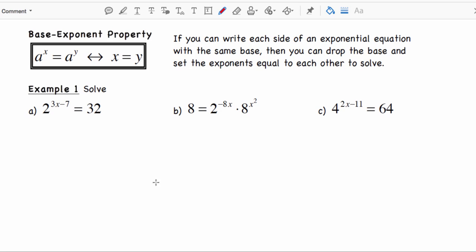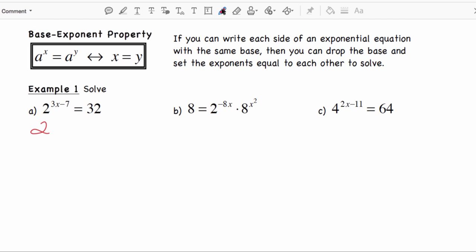For the first few examples, we're going to be using the base exponent property. If you can write each side of an exponential equation with the same base, then you can drop the base and set the exponents equal to each other in an equation and then solve. And I can write both sides of this exponential equation as powers of 2. I can write 32 as a power of 2 with a base of 2. So I'm going to do that.